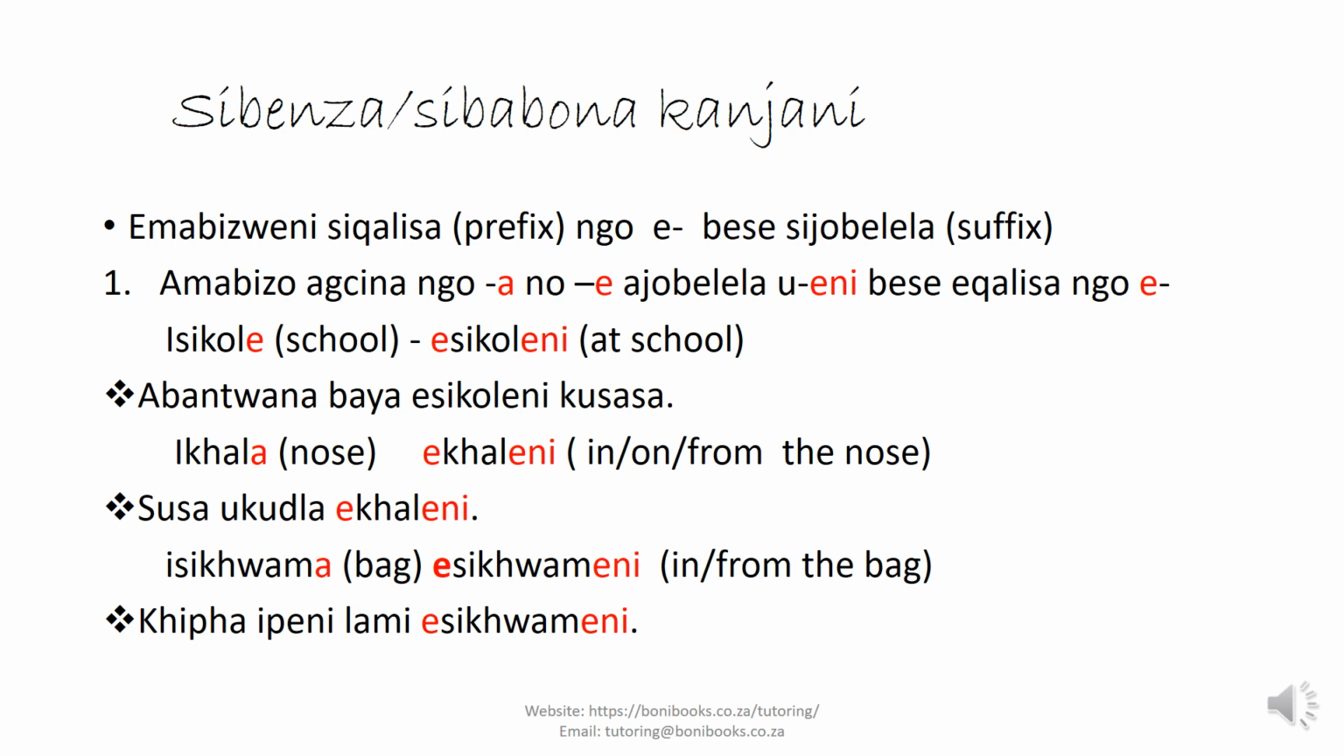Okay, let's go on to another noun. Let's look at this one, ikhala. Ikhala is your nose. Ikhala is ending in the vowel a. So what are we going to do? How are we going to do our locative here? Remember, we've said we always begin with an e.